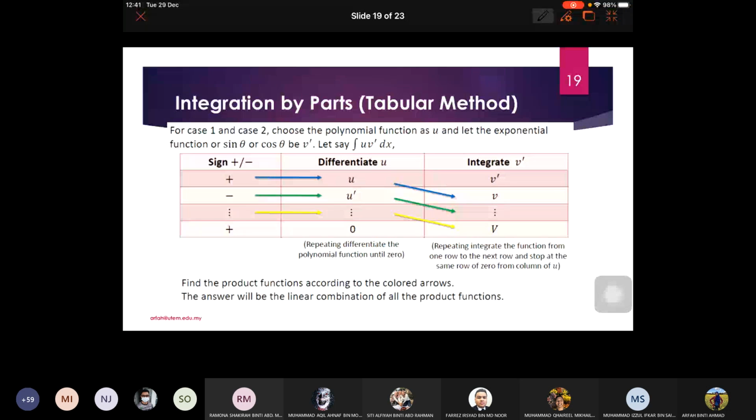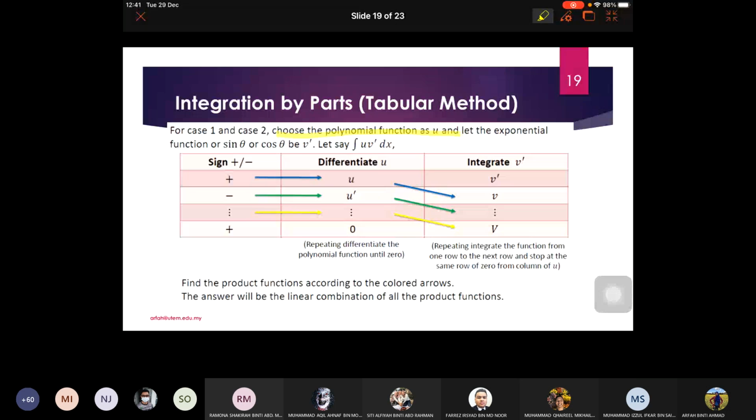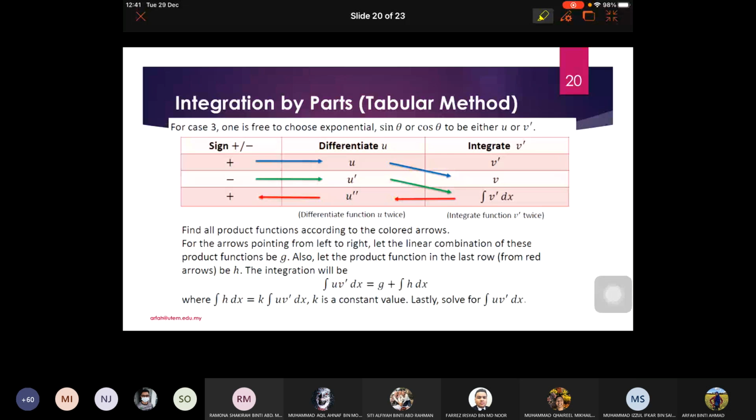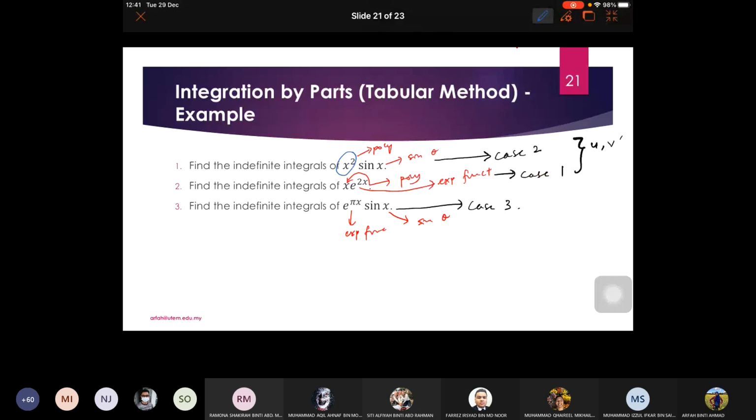Okay. For case 1 and case 2, choose the polynomial function as your U and let the exponential function be your V prime. So back in here, yang ini akan jadi awak punya U. So this one will be your U. Yang ini akan jadi awak punya V prime. Okay.